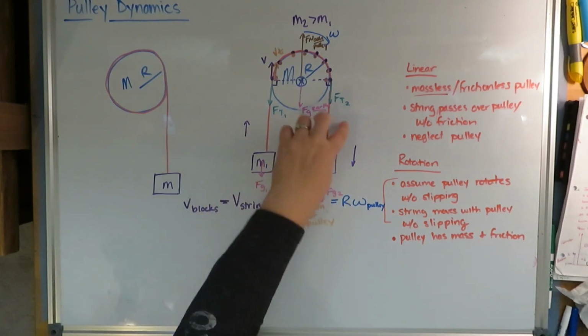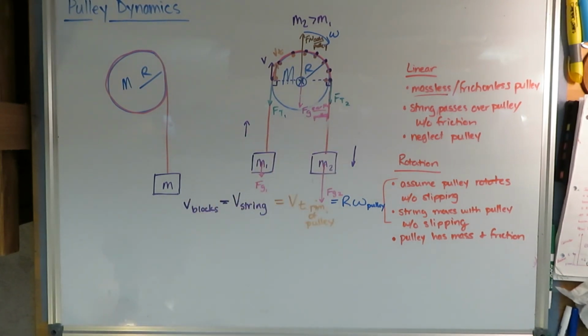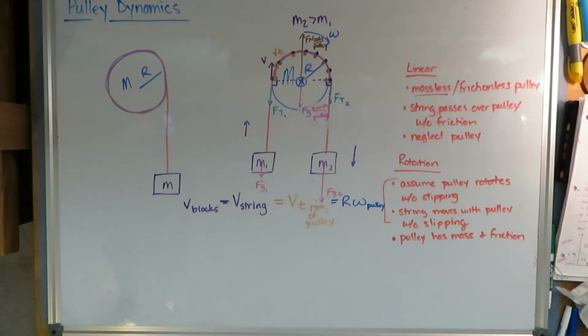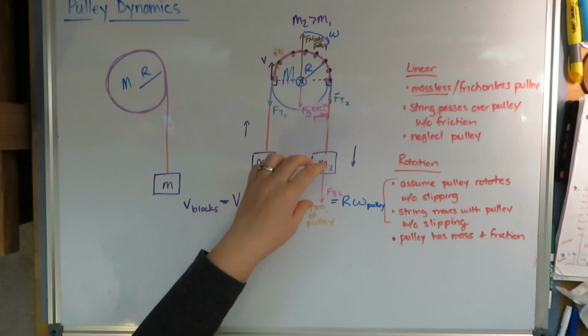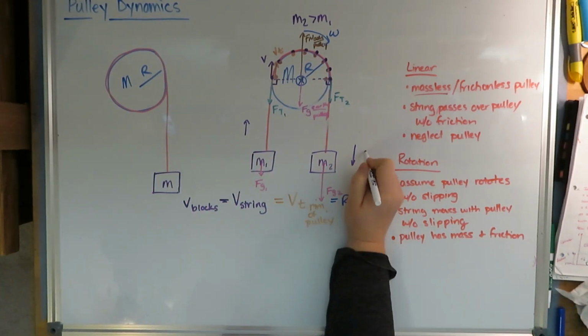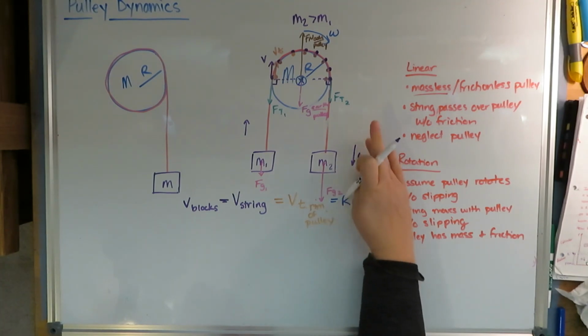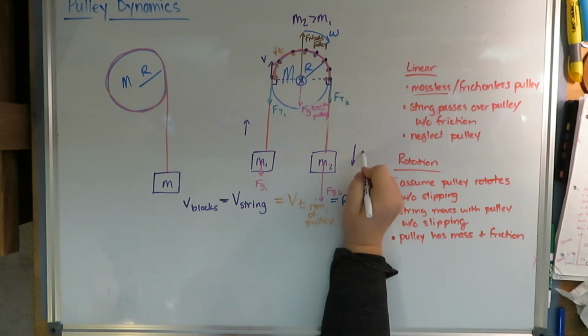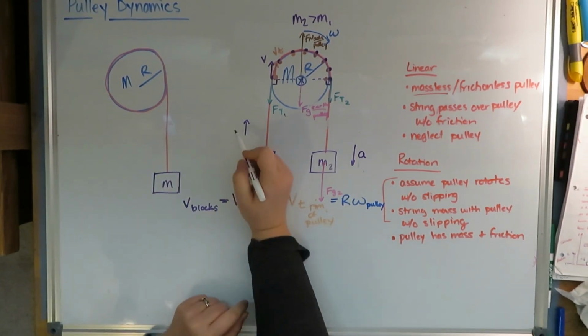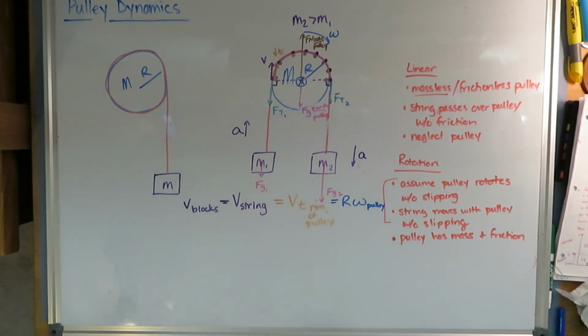I did give these two different variables for tension. When we did Atwood machines and pulleys last time, we assumed that the tension was the same everywhere in the string. But in this case it can't, because we're going to have acceleration. There is going to be a linear acceleration downward, not alpha, a linear acceleration downward for this block. And this block is going to have a linear acceleration upward.